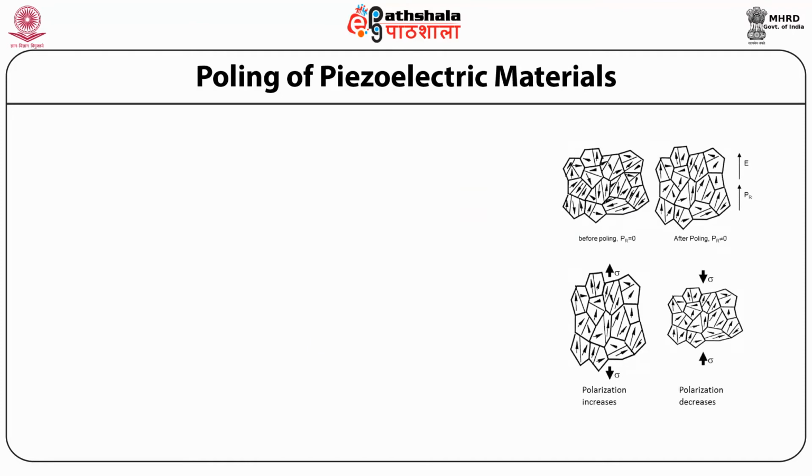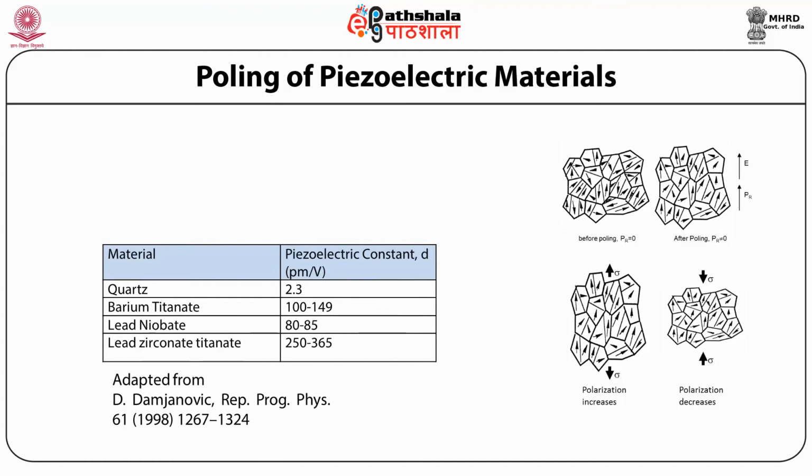Poling of piezoelectric materials. As obvious from the previous slides, there are some piezoelectrics such as quartz which are not spontaneously polarized but get polarized upon the application of stress, while the ferroelectrics, which are anyway piezoelectric in nature, are spontaneously polarized and show a change of polarization upon the application of stress.